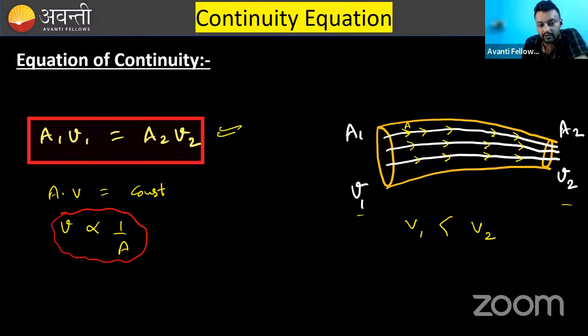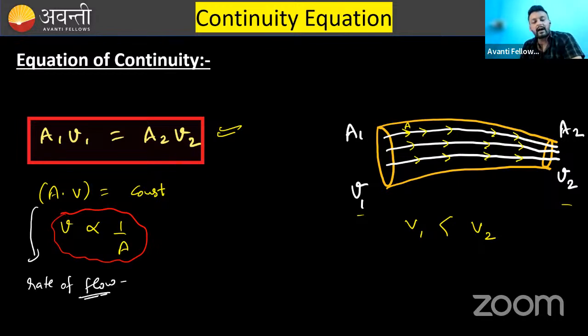The next thing that you can learn from this is the product A into V. This product A into V is called the rate of flow. Remember my word, a question may ask you to calculate the rate of flow, so you might get confused. What is rate of flow? Rate of flow is nothing but the product of area and velocity. That is, A into V is called the rate of flow. I think this slide is clear. Moving further.